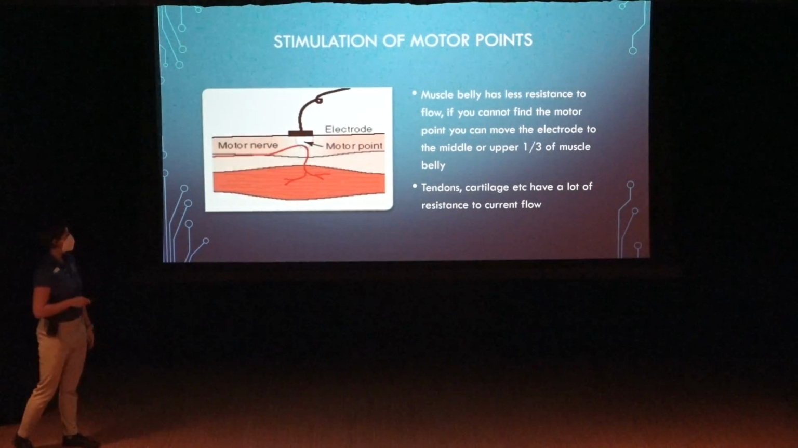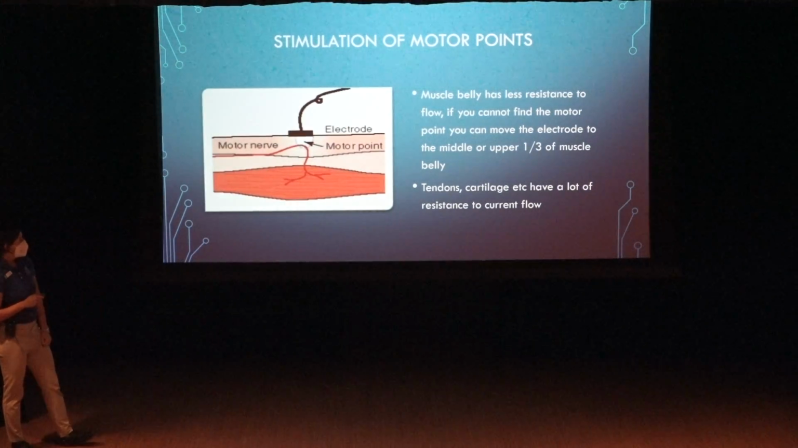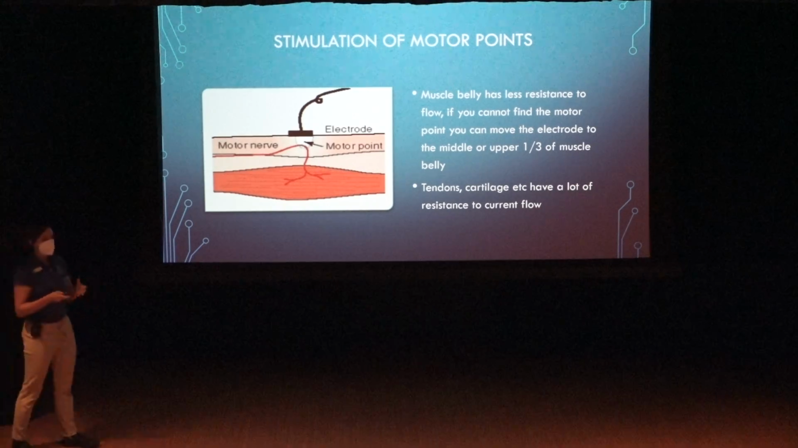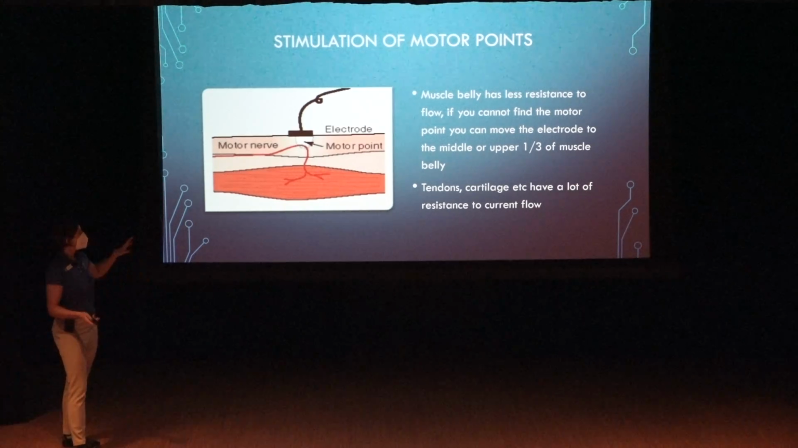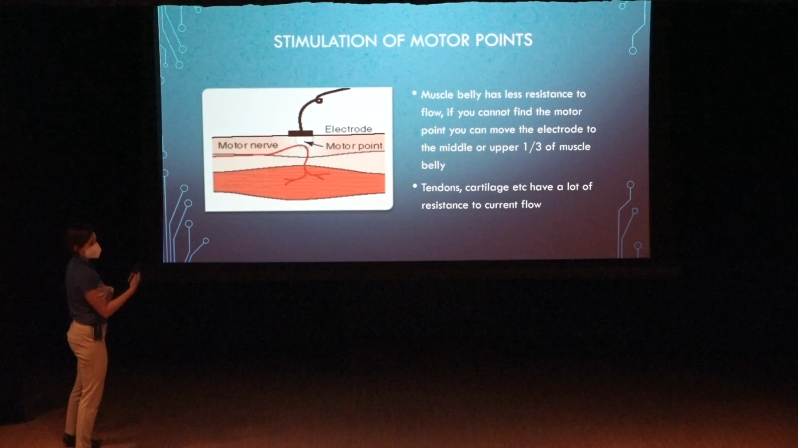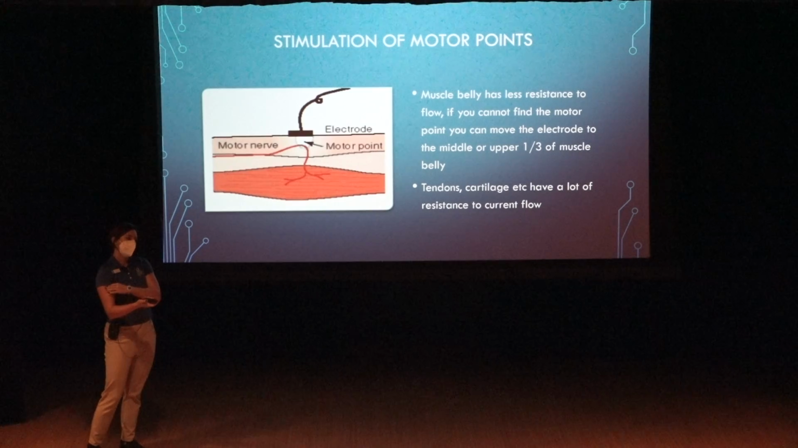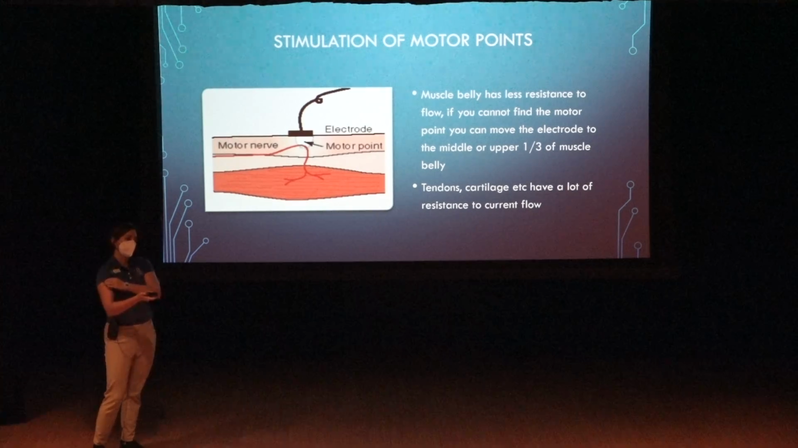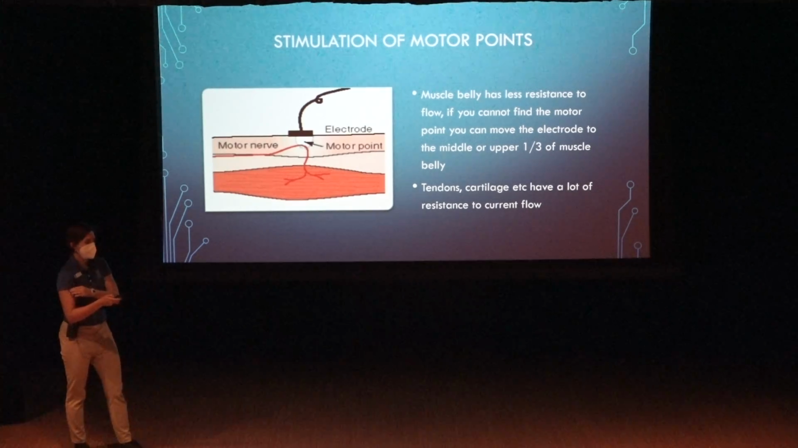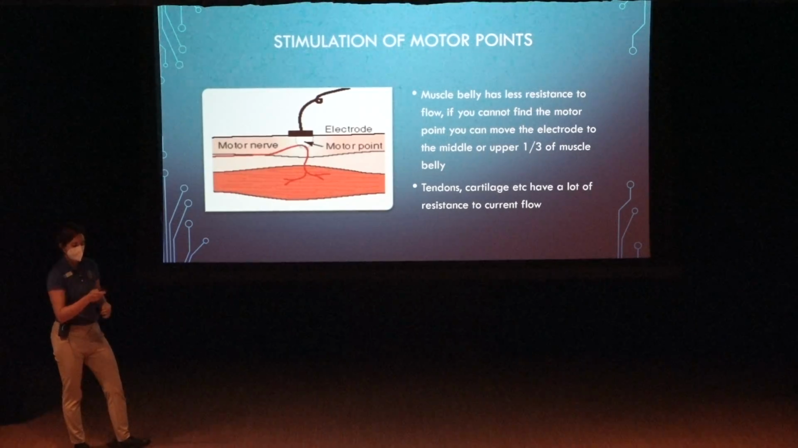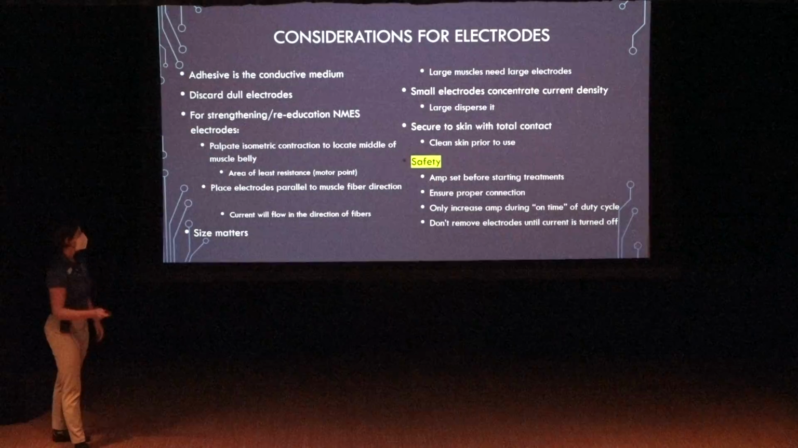Okay, and this is just showing the motor point. If you can't find the motor point and you don't have one of those fancy motor point charts, I would suggest having the person isotonically contract. Then you palpate and feel for about the middle of the muscle belly to about the upper third of the muscle belly. And that's usually where the motor point is. It varies on atrophied muscle.